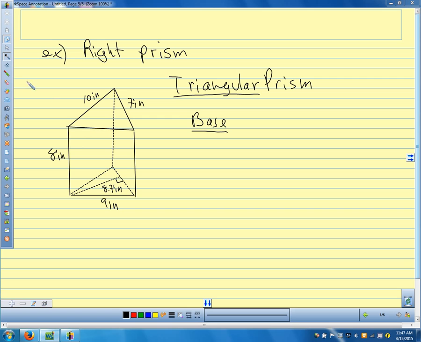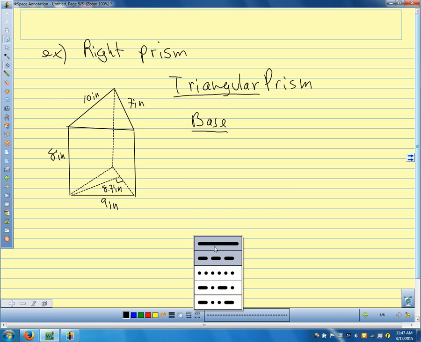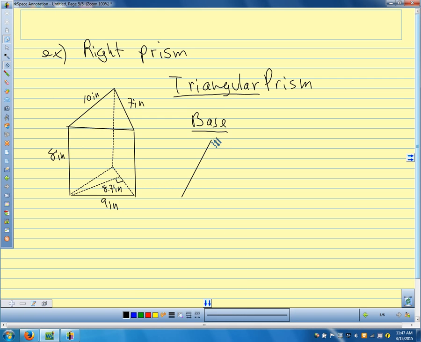So here's my base. I'm just going to draw that triangle that makes up the base. There's this segment that makes a 90-degree angle that I drew there. That's 8.7. This side, it tells us, is 7 inches. And the longer side here is 10 inches. And this side is 9 inches.